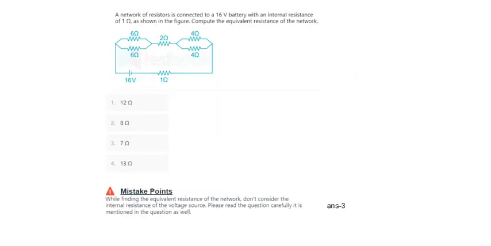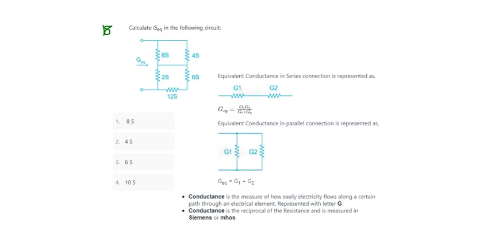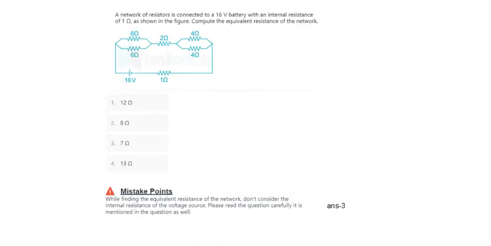A network of resistors is connected to a 16-volt battery with an internal resistance of 1 ohm as shown in the figure. Compute the equivalent resistance of the circuit. A common mistake while finding the equivalent resistance of the network: don't consider the internal resistance of the voltage source.